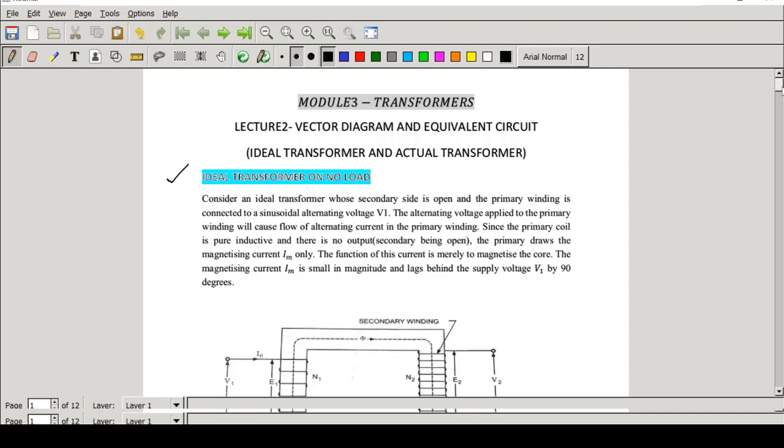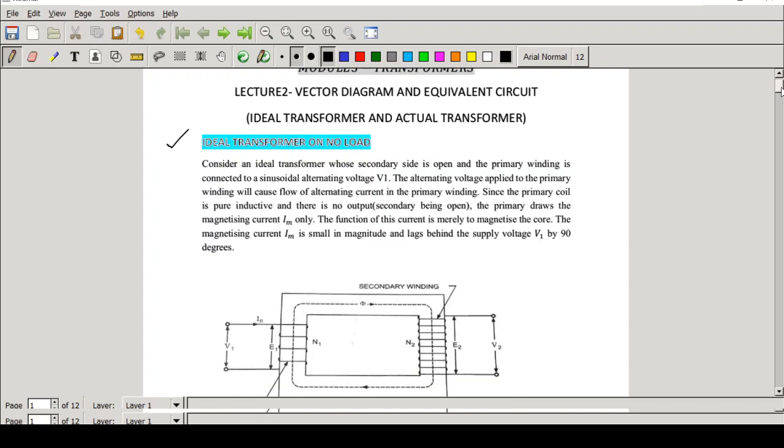I have already explained the assumptions which we use in the case of an ideal transformer. That is, no resistance, no magnetic leakage, thereby no voltage drop, no power loss, etc. So first we will see how this ideal transformer behaves when there is no load connected, that is, the no load condition. Here is a circuit diagram.